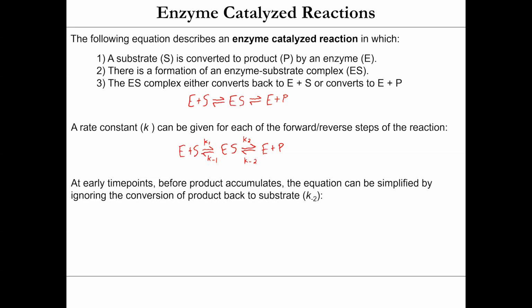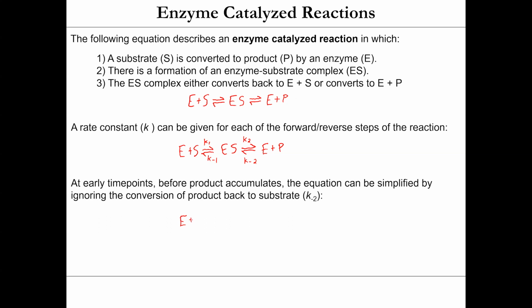Now, it's useful for reaction kinetics that we look at early time points in reactions, and I'll get to that a little bit more in a second. But at early time points before product accumulates, this equation can actually be simplified by ignoring the conversion of product back to substrate. So that would be the rate constant of K-2.